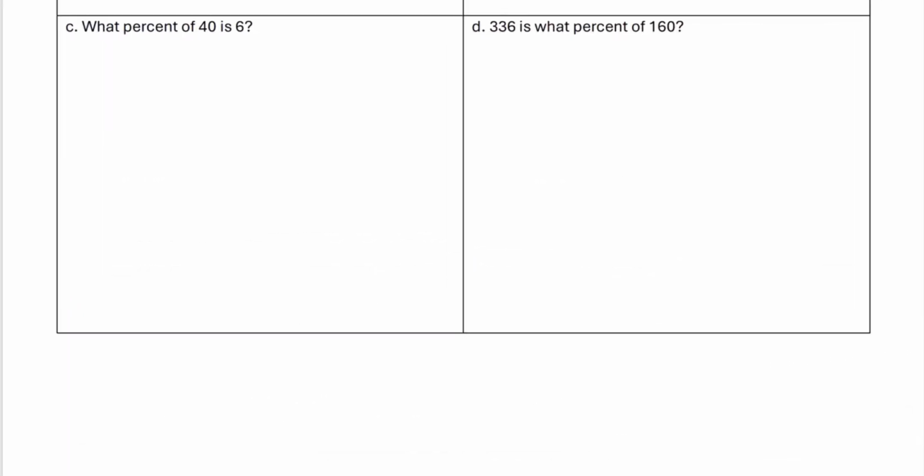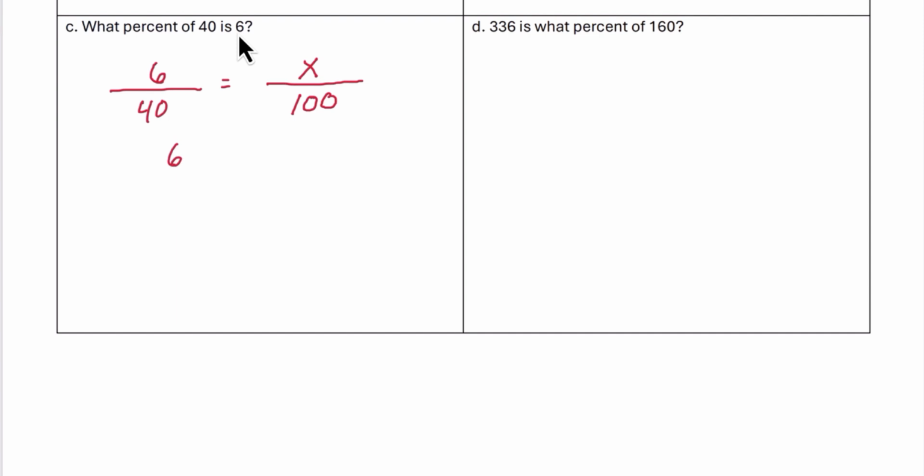In part C, what percent of 40 is 6? We'll set up the proportion. What percent? We don't know the percent, that'll be x, and the percent is always over 100. The left, again, we want the amount over the base. The base is the entire quantity, 40. Again, it's attached to of. The amount is the smaller portion, in this case 6, and notice it is attached to the word is.